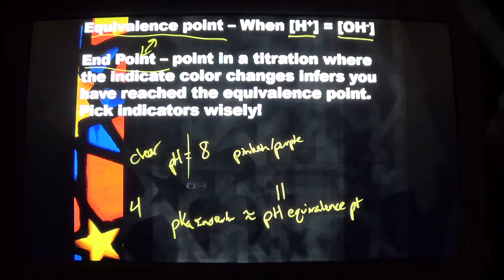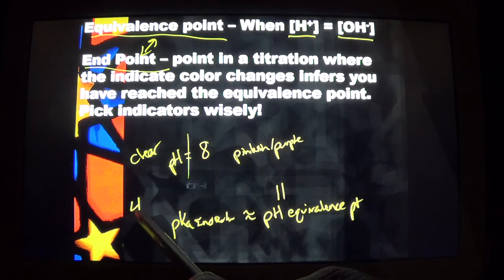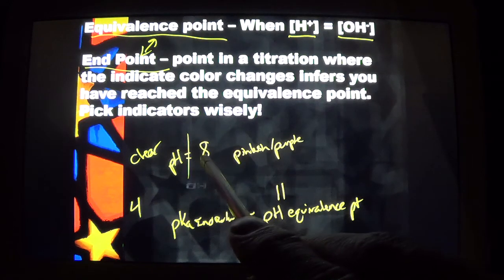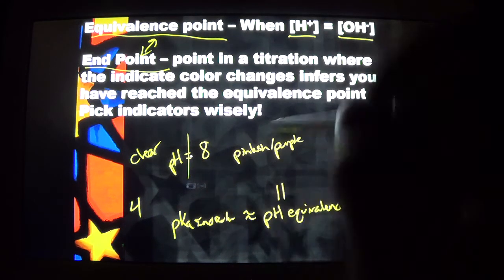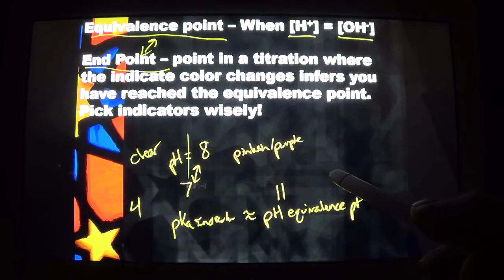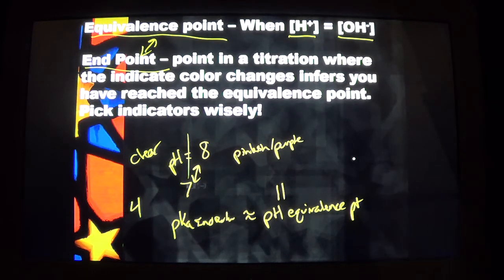I would go to a big chart of indicators and look. If I think my equivalence point's about a 4, I would look for something with a pKa of about 4. If I need something at 7, I would pick something with a pKa of about 7. Phenolphthalein works fairly well. We will discuss later whether the difference between 7 and 8 is noticeable in your calculations. If I need something around 11, I would look for something with a pKa of around 11. So you want to tailor your indicator to your situation.